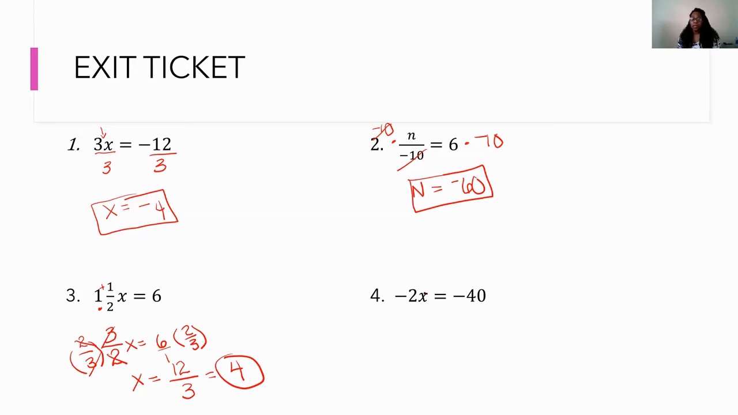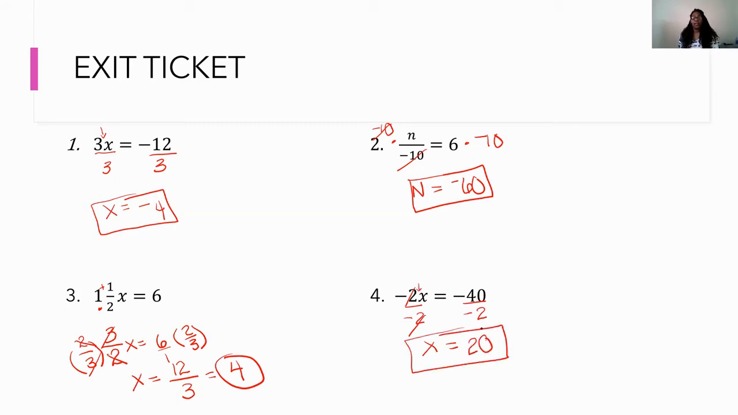For number 4, we have negative 2x is equal to negative 40. Since I don't see a plus or a minus sign in between the negative 2 and the x, that means it's multiplication. So the inverse of multiplication is division. But instead of dividing by 2, I'm dividing by a negative 2. And then we have x is equal to a negative divided by a negative gives me a positive, and then 40 divided by 2 gives me 20.